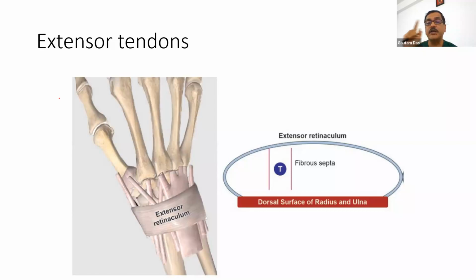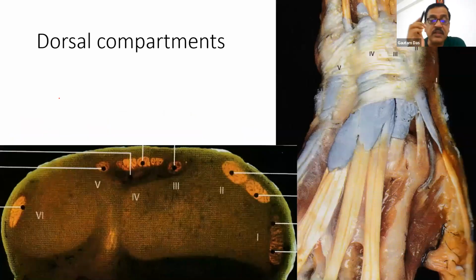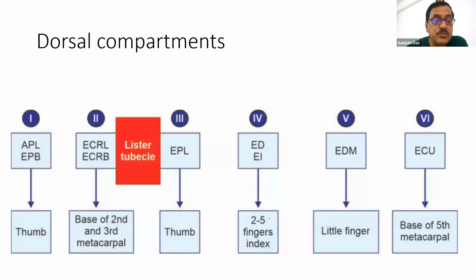So with the tunnel and all the different septa, the whole dorsal compartment has been divided into six compartments. So what are these six compartments? Starting from the radial side, the first compartment. What are the muscles there? Again, to remember here, it starts with the longus, brevis, longus, and then extensors.